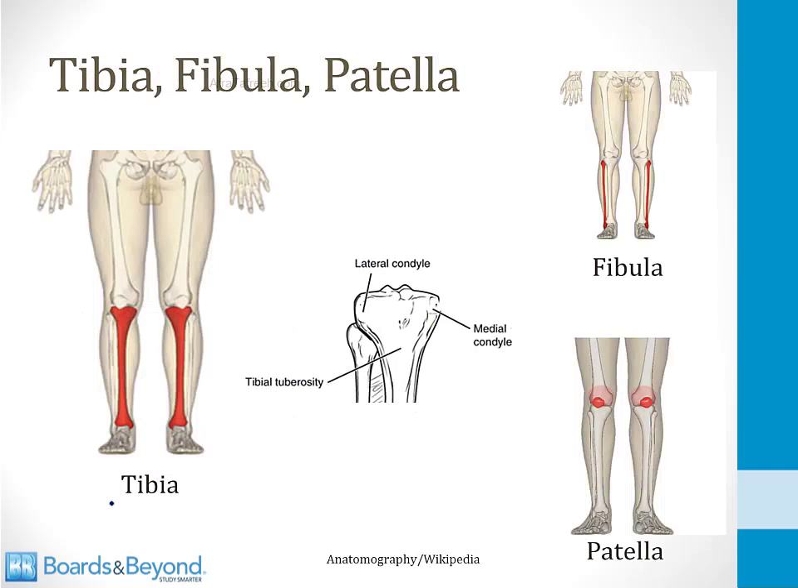Other bones of the knee joint are shown on this slide. There are two bones in the lower leg. The tibia is the larger bone, the fibula is the smaller bone. And just like the femur, the tibia has a couple of bumps called condyles. There is a medial condyle and a lateral condyle. A number of muscles insert here. There's also a little bump on the front of the tibia called the tibial tuberosity. This is where a ligament that attaches to the patella inserts. And then finally, the patella or kneecap bone is shown in the bottom right side of the screen.